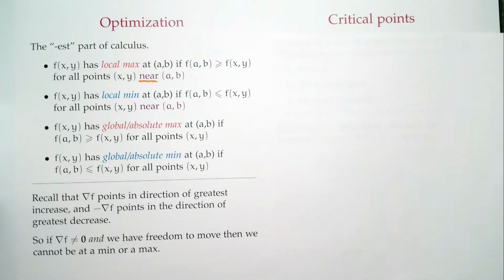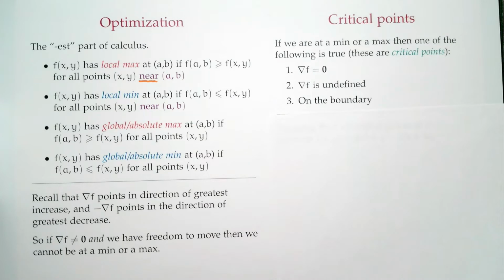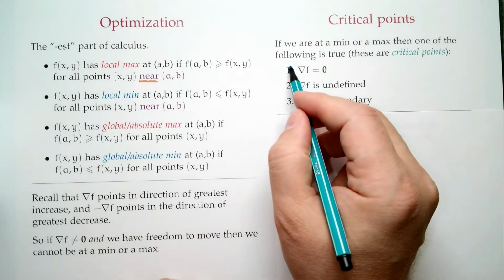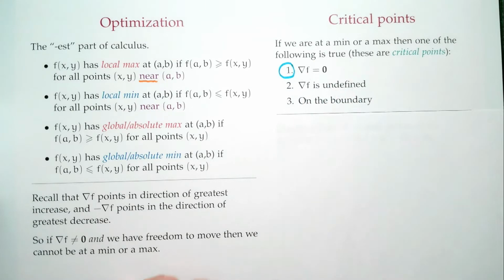So critical points, what are they? Well, they are places where a min or a max can occur. And there are 3 things we look for: the gradient being 0, the gradient being undefined, or the boundary. And of these, the big one we're going to focus on is where the gradient is 0.